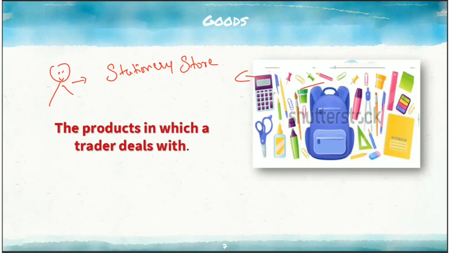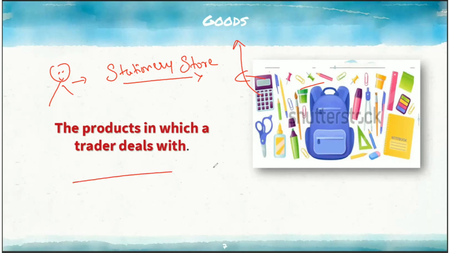So all the stationery items he is selling. When an owner or a company does the trading of a particular product, we call it goods. Here in this example, stationery items we call goods. Why? Because the owner has a stationery store, and in the stationery store, obviously, he will sell all the stationery items. So the stationery items he purchased for the purpose of selling, to generate some profit out of it. That's the reason we call those products goods. The products in which a trader deals.